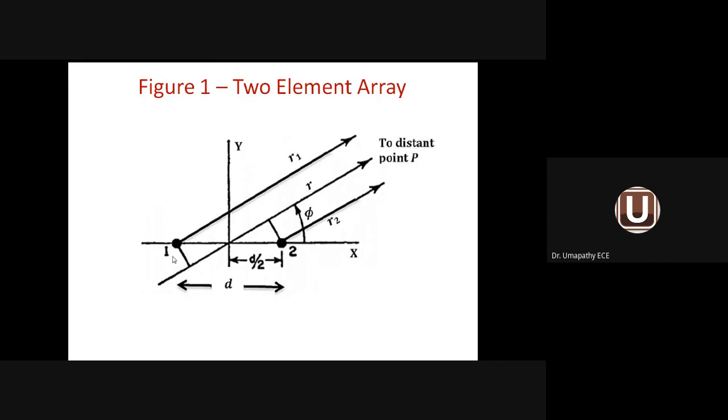D is the distance between antenna element 1 and antenna element 2. The middle place between the two antenna elements is called the origin. At the center point, the distance between the center point and the distant point is small letter r. R1, R, R2.